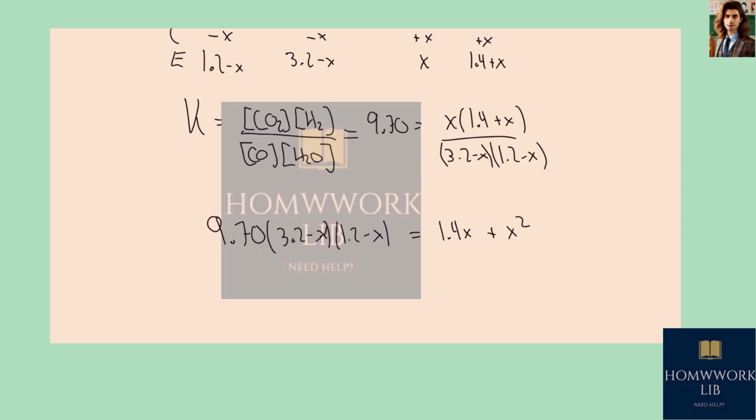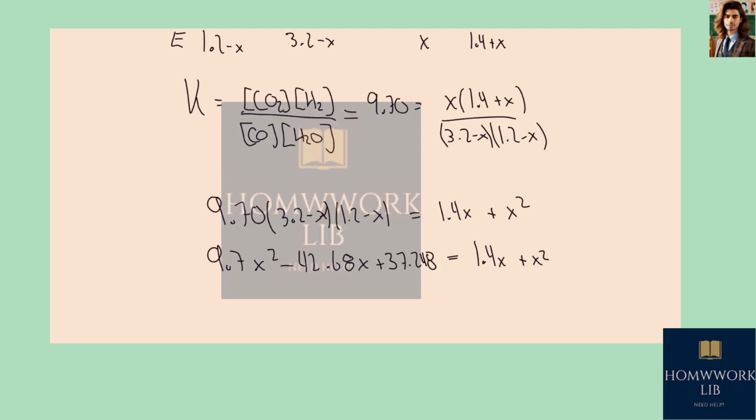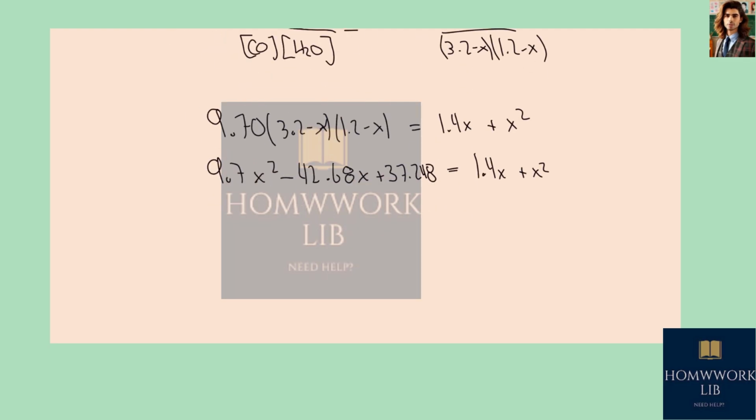Expanding the left-hand side of the equation, we're going to find 9.7x squared minus 42.68x plus 37.248 as the last term over here. Collecting everything to the left-hand side, we're going to have directly 8.7x squared minus 42.68 minus 1.4, which gives us 41.28 on x, plus 37.248 equal to 0. So this is going to give us two solutions of x, x1 and x2.